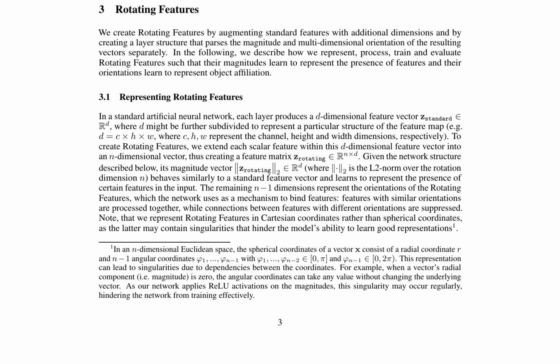The representation of rotating features in Cartesian coordinates rather than spherical coordinates avoids singularities that may hinder the model's ability to learn good representations. This is because spherical coordinates can lead to singularities due to dependencies between the coordinates, particularly when a vector's radial component, magnitude, is 0, allowing the angular coordinates to take any value without changing the underlying vector. As the network applies ReLU activations on the magnitudes, this singularity may occur regularly, hindering the network from training effectively.